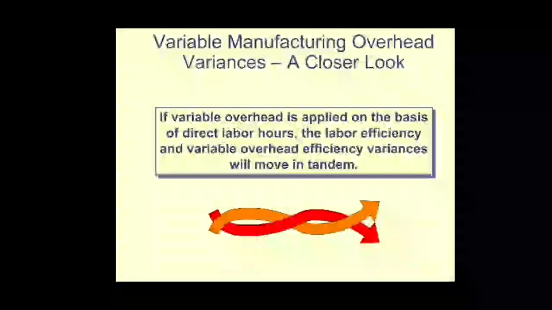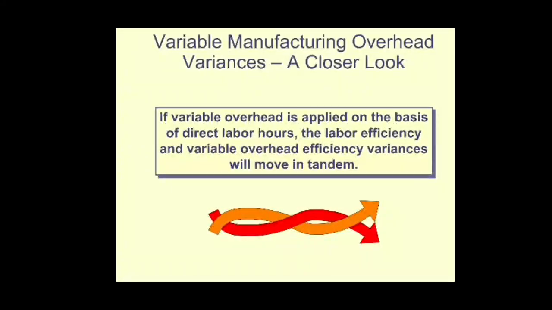Okay, this is the thing. Remember, I have told you when you calculate the overhead rate, you have to use an allocation base. If the allocation base is labor hours, then there is a relation or an association between the labor variances and the variable overhead variances. Because when you calculate the labor variances, you use the labor hours. When you calculate the overhead variances, you also use labor hours. So there will be a relationship between these two variances.